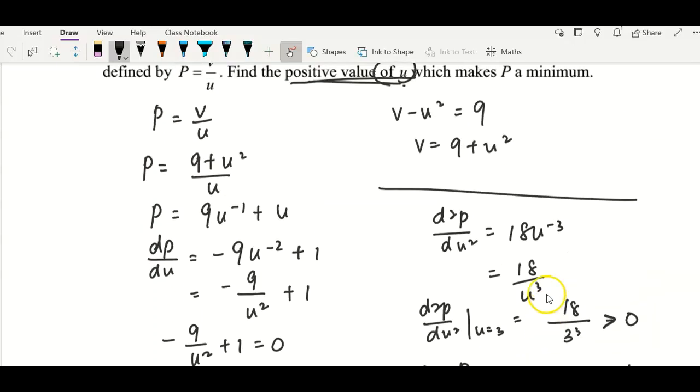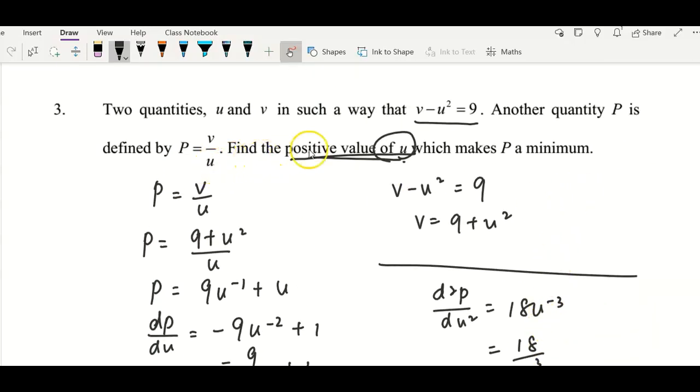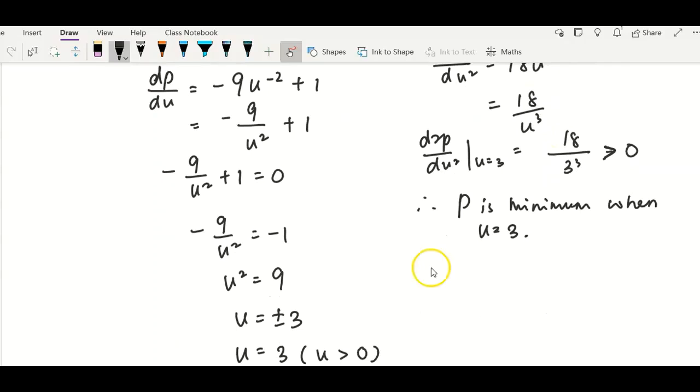Alright, so we need to read back the question. Find the positive value of u which makes P a minimum. Yes, they just want the value of u and they are not interested in the minimum value of P. So we can just leave our answer in this form.